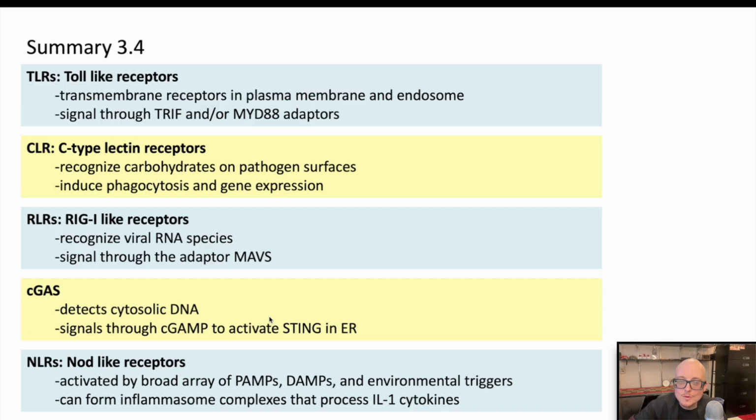Okay, that covers it for Module 3 in the course where we discussed cytokine signaling. This is the last module for this section of the course. From here on out, we're going to shift our attention a bit more into adaptive immunity. I'll see you in the next module.